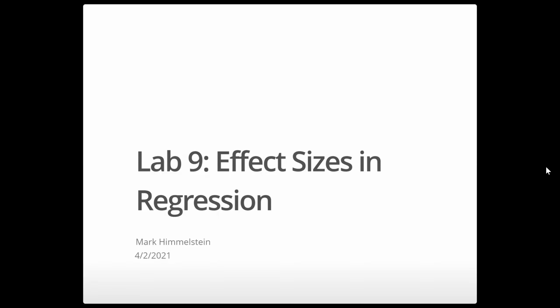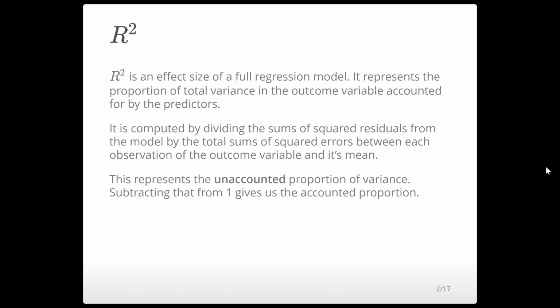Now we're going to talk quickly about estimating effect sizes in regression-based methods, and then we'll talk a little bit more about what we can do with them afterwards. So R squared is an effect size for a full regression model. It's a really common effect size and can be very informative and useful. It represents the proportion of total variance in the outcome variable accounted for by the predictors.